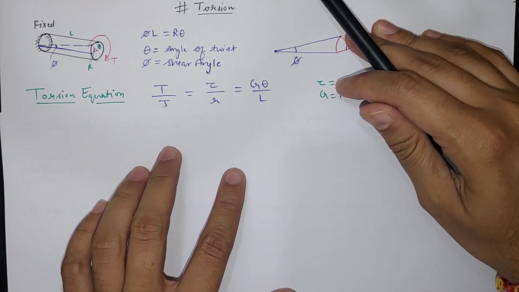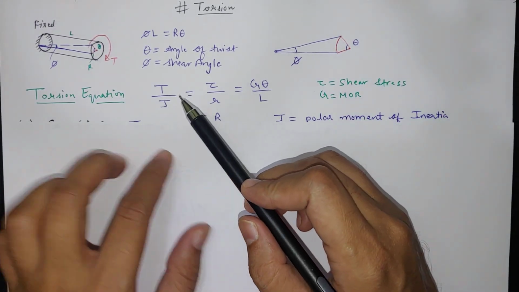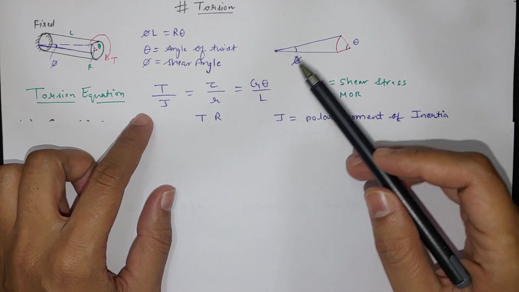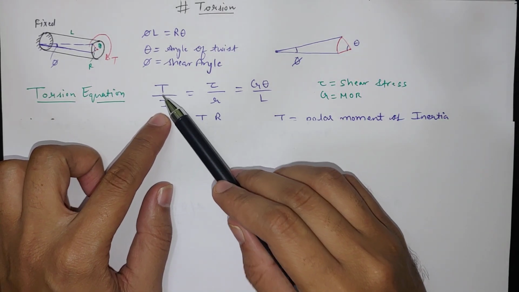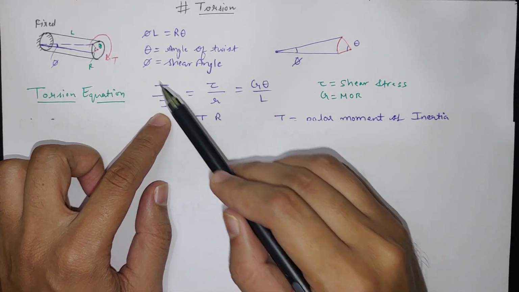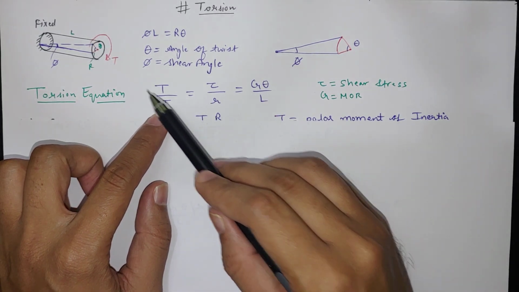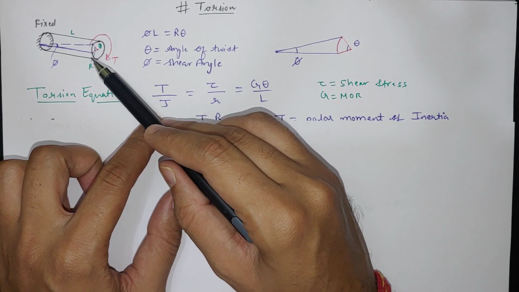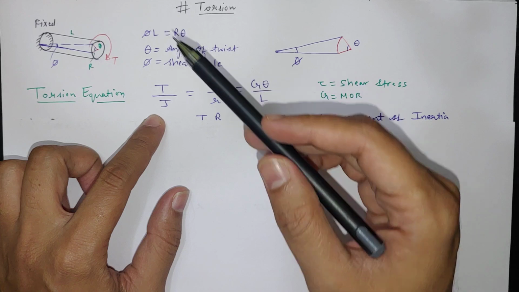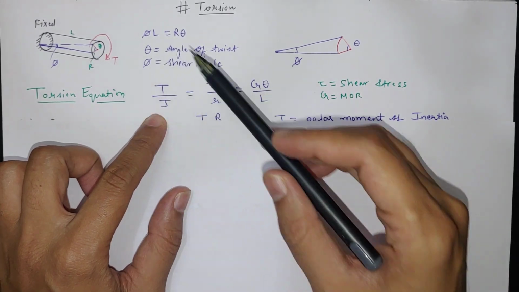Now the torsion equation, and from this equation there is definitely one question every year in the GATE examination. Now T by J, T is the torque that we applied. J is the polar moment of inertia of this bar, which is pi by 32 d raised to 4. If it is another shape we can calculate accordingly, but most of the questions are from the bars only.